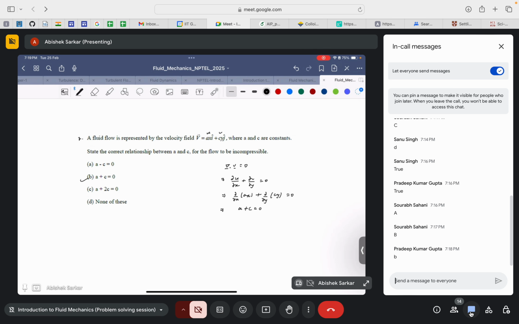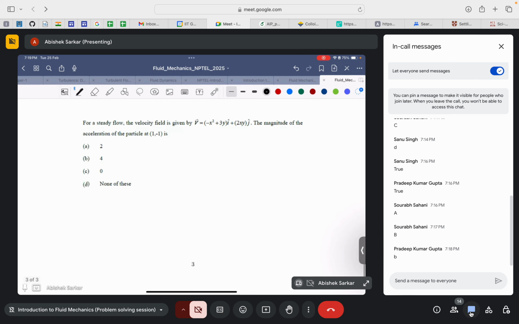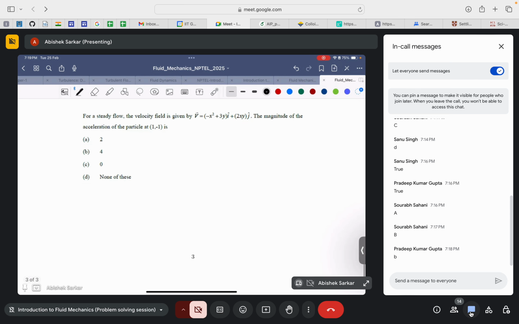Okay, thank you. So the last question is a bit lengthy but quite simple. Let's look into it. For a steady flow, the velocity field is given by this equation: minus x square plus 3y i cap plus 2xy j cap. The magnitude of the acceleration of the particle at 1, minus 1 is, okay, so you need to find ax and ay, and find the magnitude of acceleration.